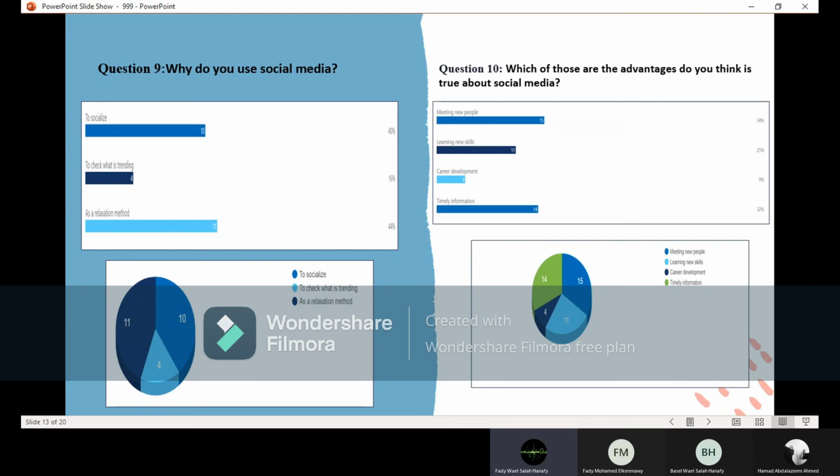For question 10, which of these advantages do you think is true about social media? The charts represent to what extent students think these advantages are true. So 34% use social media to meet new people, and some other people also use it for timely information.